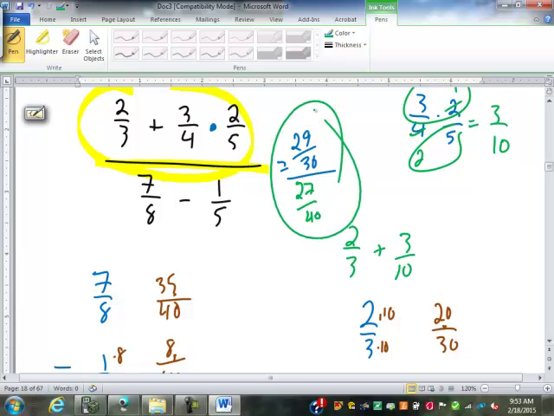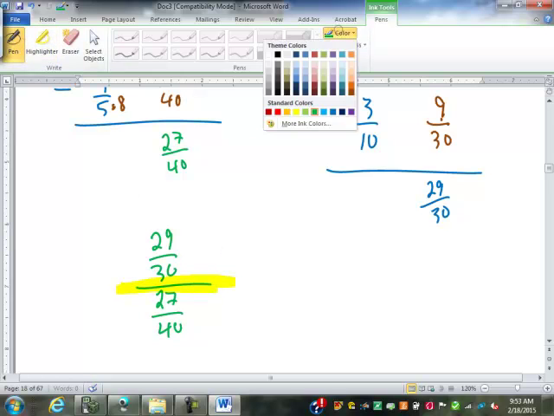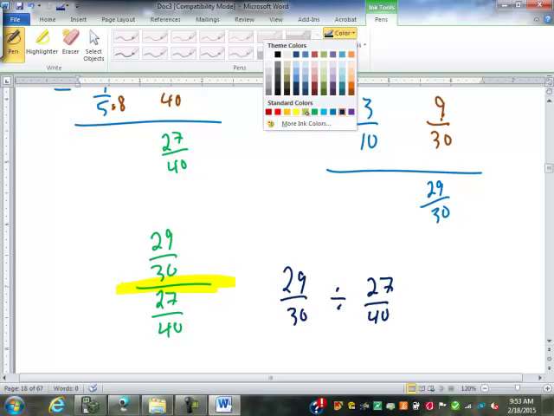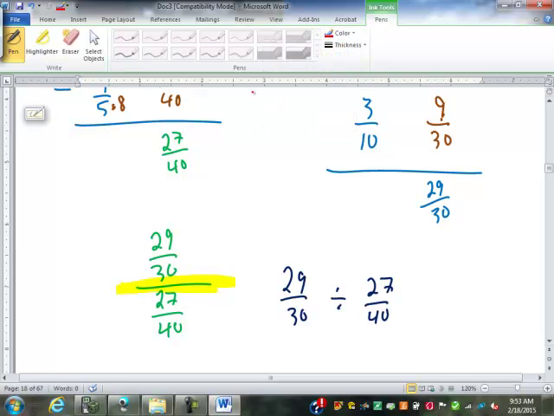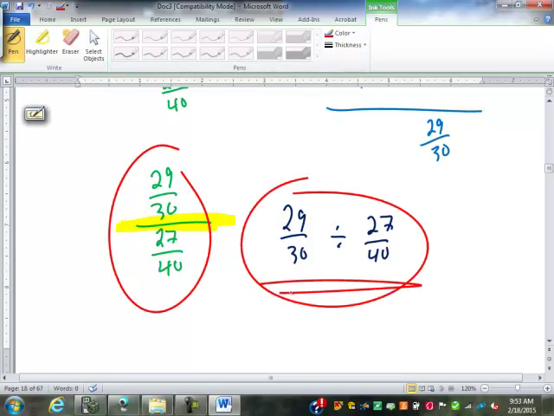Now what do we do with this math? What operation does this thing across here indicate? Divide. This is really 29 30ths divided by 27 40ths. So now it's written like that. So this here and this here are equivalent. But now it's written this way, what do we do with it?